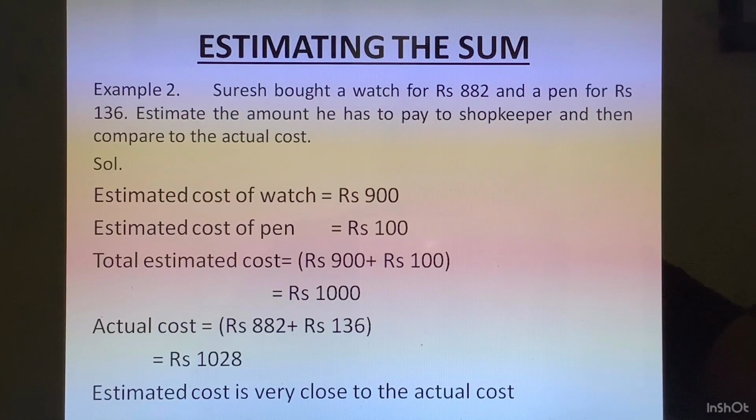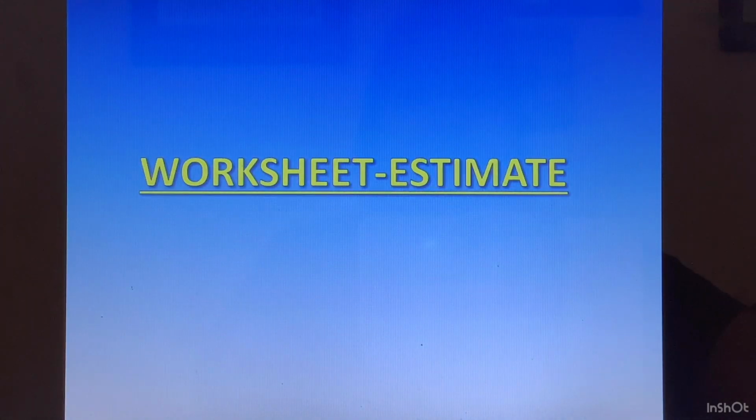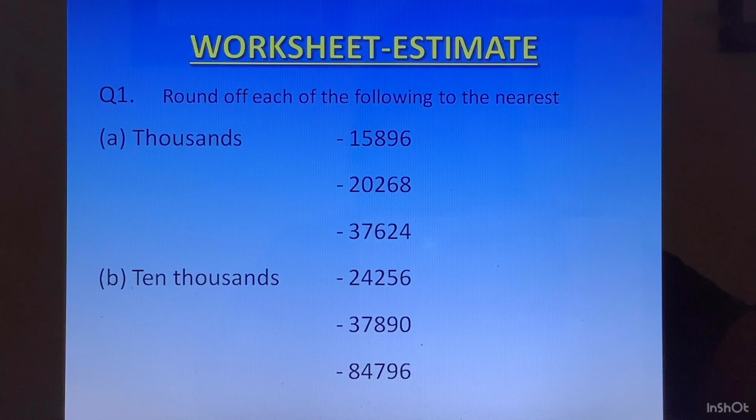Now students, let us do a worksheet on estimate. Worksheet on estimate. Question 1. Round off each of the following to the nearest 1000. 15896. The second one is 20268. After that we have 37624. So when we are rounding off to the nearest thousands, you will first look at the number at hundreds place and then compare it with 5.